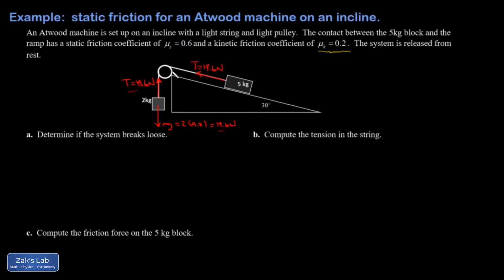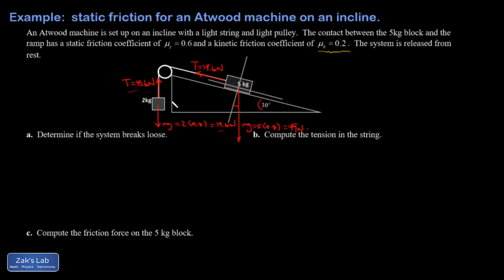Then I get into the standard analysis on a tilted coordinate system for this 5 kilogram mass. And that allows me to break the force of gravity into parallel and perpendicular components. Things are getting a little crowded, but I think it's manageable. And I have mg equals 5 times 9.8, which is 49 newtons pointing down. This angle is the same as this angle, which is 30 degrees.